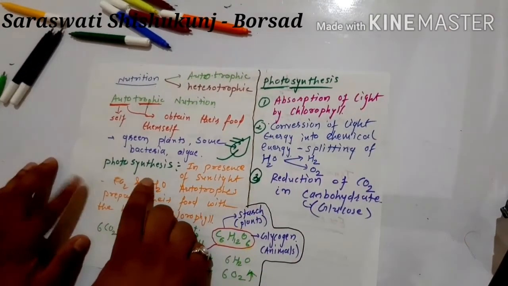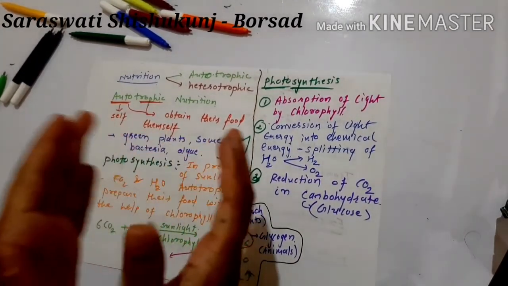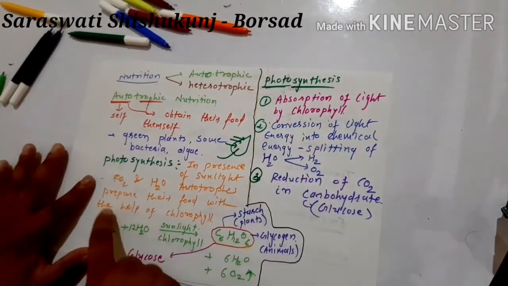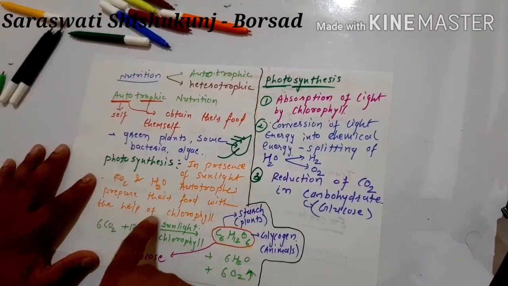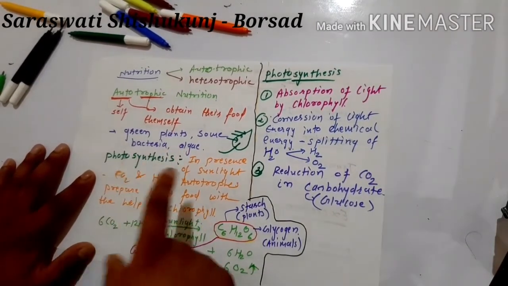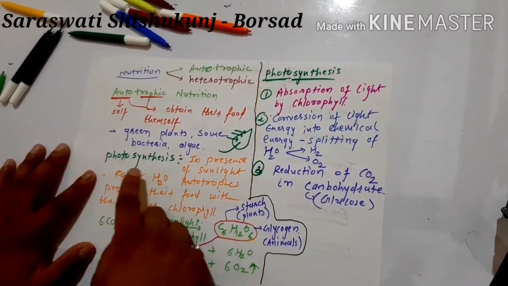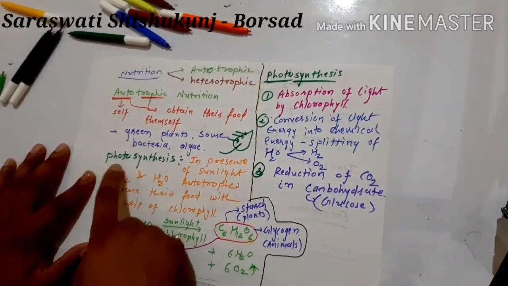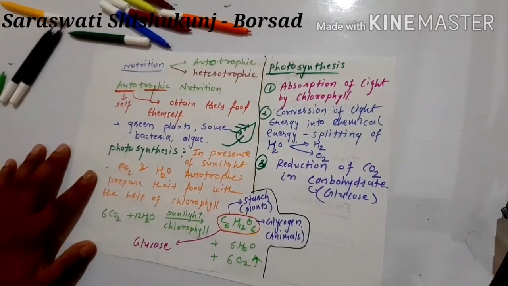What happens in photosynthesis? What is the process of photosynthesis? In the presence of sunlight, carbon dioxide, and water, autotrophs prepare their food with the help of chlorophyll present in them. So that is called photosynthesis. Photo means light, synthesis means preparing food. So if the food is prepared in the presence of sunlight, that is photosynthesis.